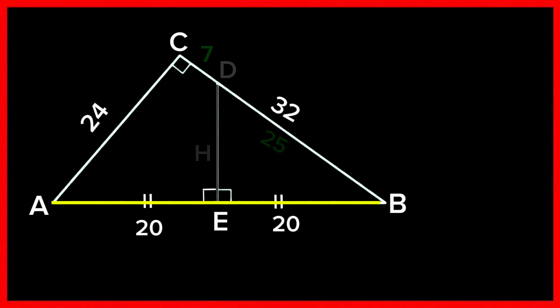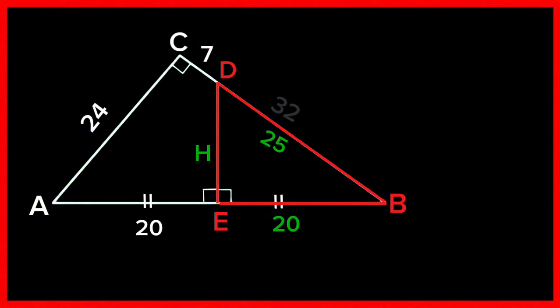We are almost there. Now, focus on the smaller right triangle BED. In this triangle, EB is 20 units, BD is 25 units, and h is the unknown height. Applying the Pythagorean theorem one final time, we get 20 squared plus h squared equals 25 squared. 400 plus h squared equals 625. Subtracting 400 from both sides gives us h squared equal to 225. Taking the positive square root, we finally get h equal to 15 units.